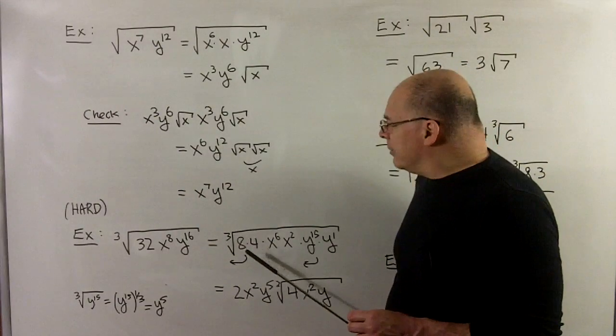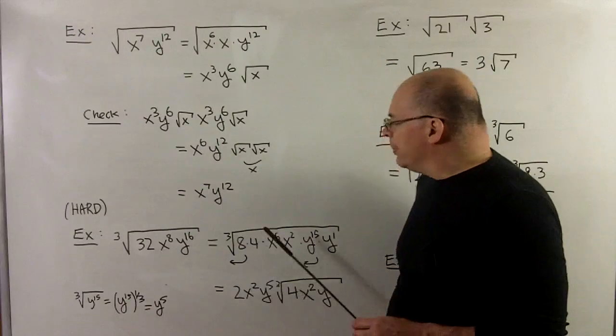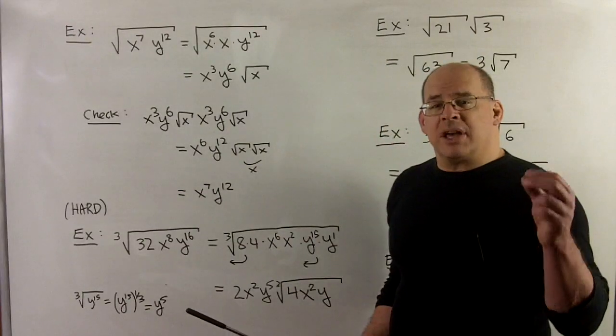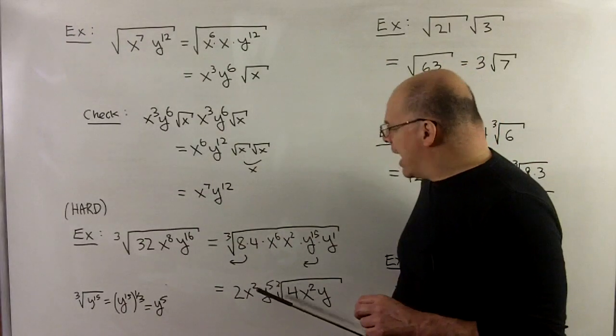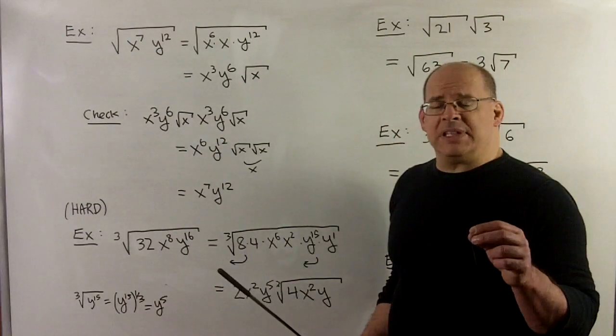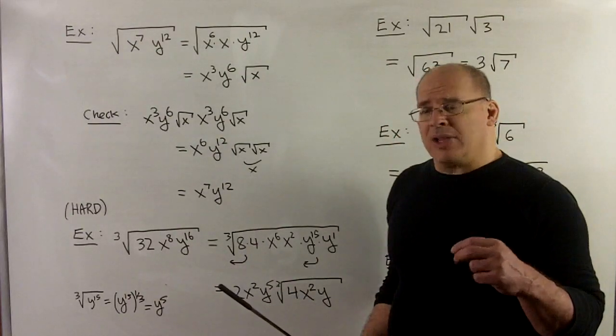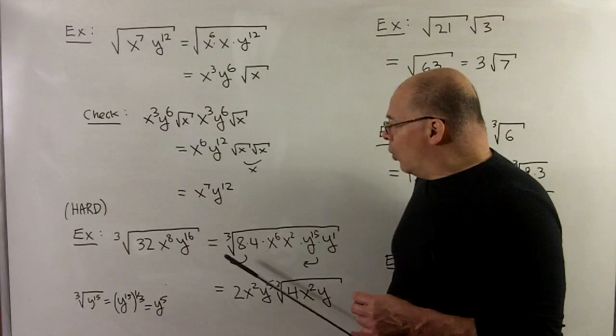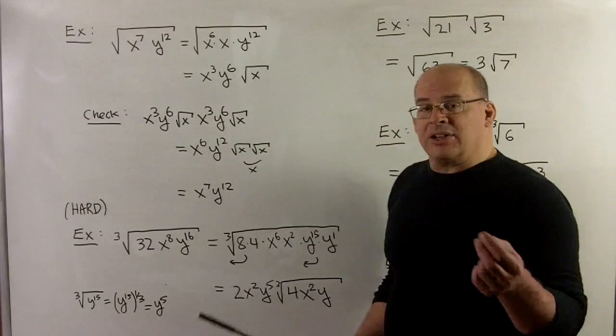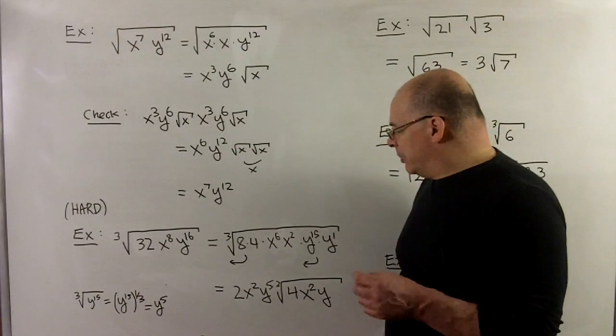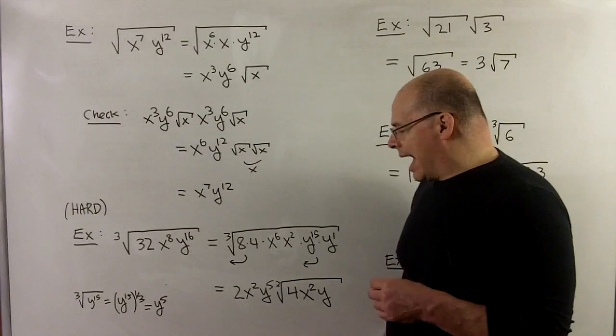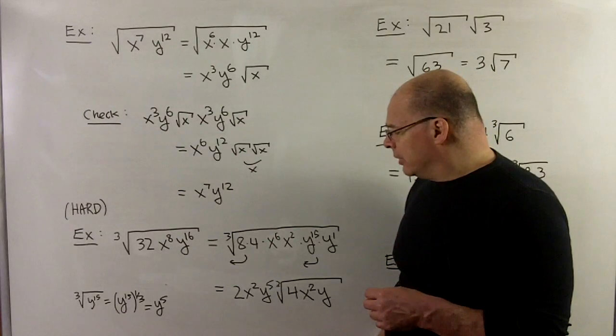Now I've broken things down into all the pieces that I can use. So the cube root of 8 comes out as a 2. Cube root of x to the 6 comes out as x squared. And we saw the cube root of y to the 15 is going to come out as y to the 5th. What's left over just gets collected underneath the cube root, so that'll be cube root of 4x squared y. And then that's our answer.